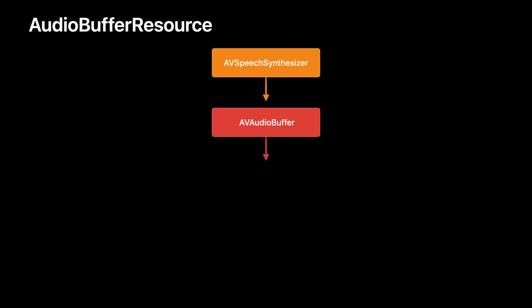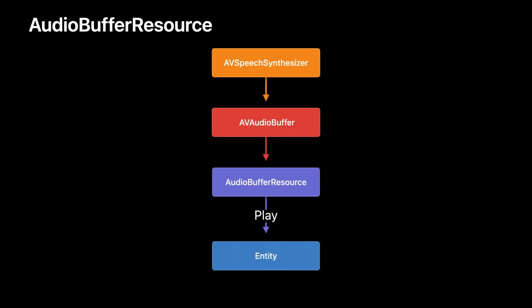Another type of resource you can now generate is the audio buffer resource. You can get an AV audio buffer however you like, by recording microphone input, procedurally generating it yourself, or using an AV speech synthesizer. Then you can use the AV audio buffer to create an audio buffer resource, and use that to play sounds in your app.